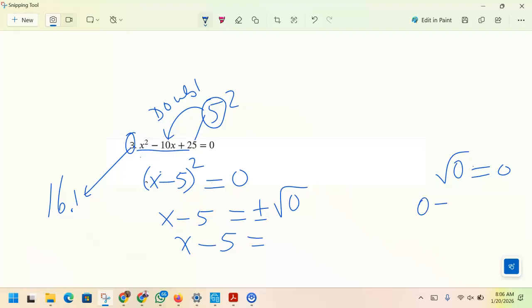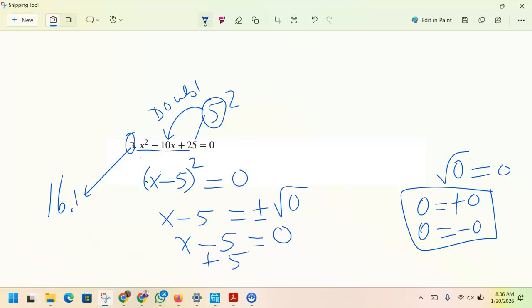And when you write 0, 0 does not have a sign. It means it is plus or minus 0. Everything is the same thing, just like putting a 0 here. See? And adding 5 to both sides, you get x equals 5. It means x equals 5 is a solution. This is a real solution.